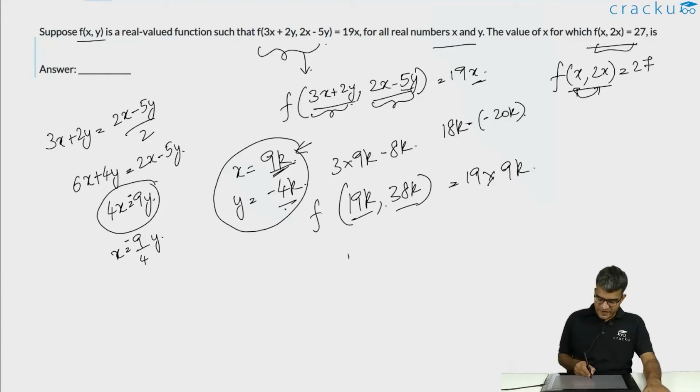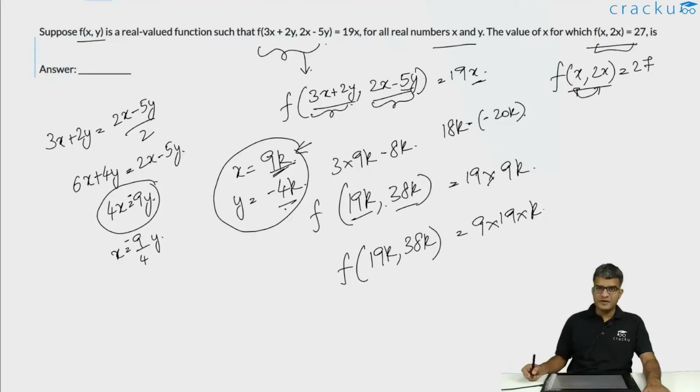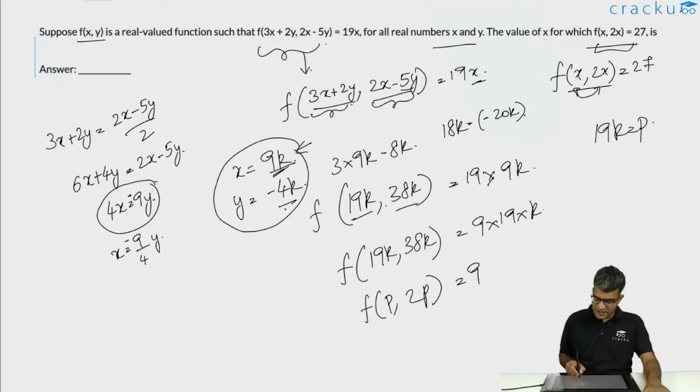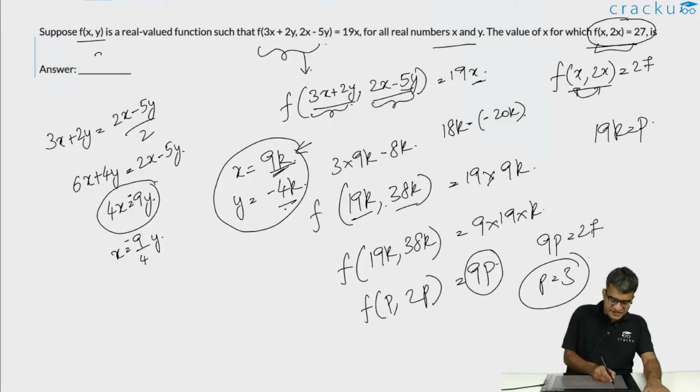So the value of f of 19k comma 38k is equal to 9 into 19 into k. Now, if you assume that 19k is a parameter p, then the value of f of p comma 2p is equal to 9p. Now, we want f of x comma 2x to be equal to 27. That is, we want 9p to be equal to 27, or we want the value of p to be equal to 3. So, the answer for this question is 3.